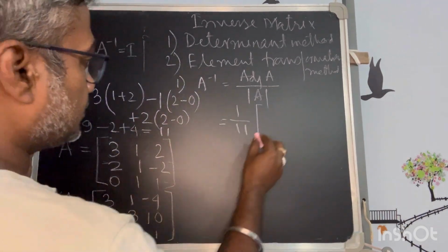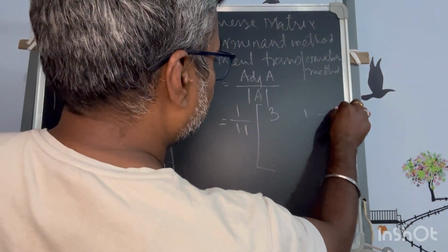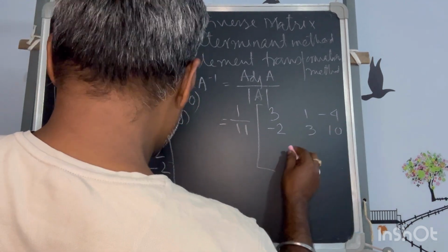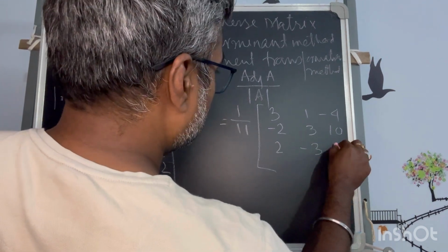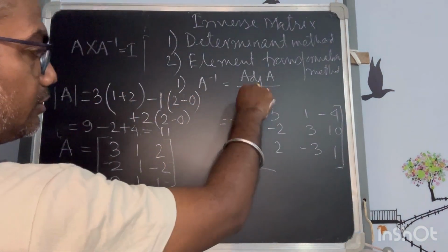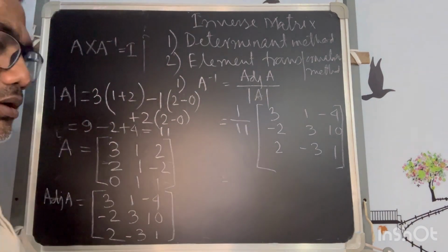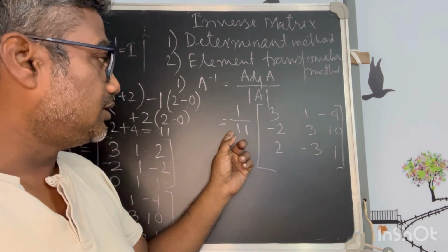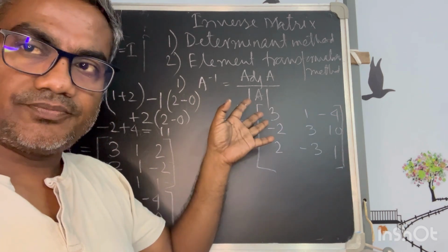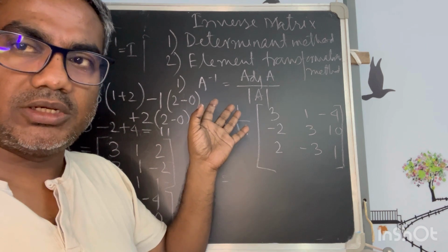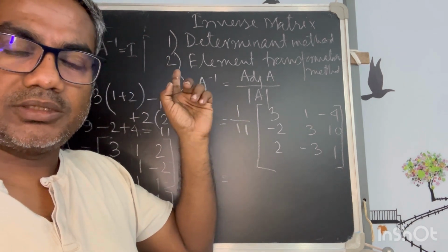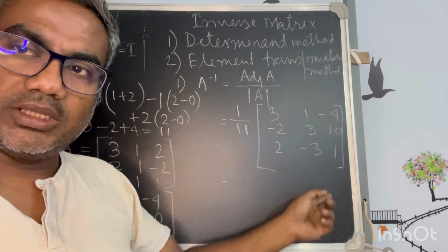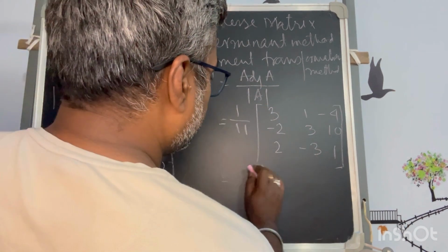the rest of the matrix you have to write like that: 3 1 minus 4, minus 2 3 10, 2 minus 3 1. Now any value outside this is called the scalar, and the operation of the scalar with the matrix is that it will multiply with all the terms. That is the scalar multiplication we have already done. I have explained with scalar k, when it is multiplied with the matrix, it will be multiplied with all the elements of the matrix. So we do the same thing here.